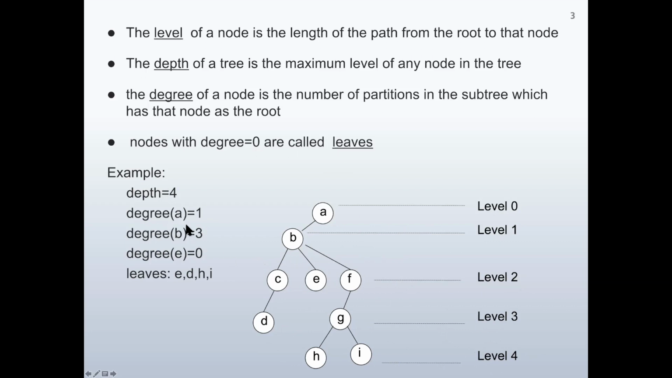The degree of A is 1. There is only one subtree for which A is the root. The degree of B is 3. It has 3 subtrees. And degree of E is 0. There is no subtree for which E is the root. The leaves are E, D, H, and I. The degrees for these nodes are all 0.